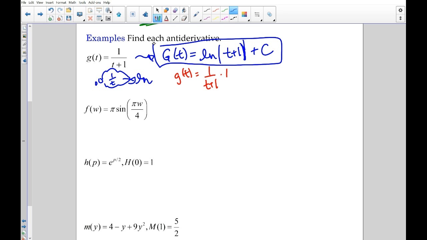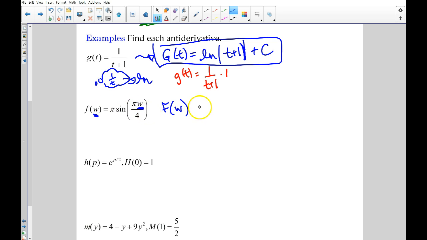For the second one, f of w, there's a bunch of constants in here. I don't really care because w is my only variable, so I'm only paying attention to that. Everything else I think of as a constant. Pi is a constant, 3.14. So in finding the antiderivative of little f with respect to w, I need to think that there's going to be a chain rule going on here.